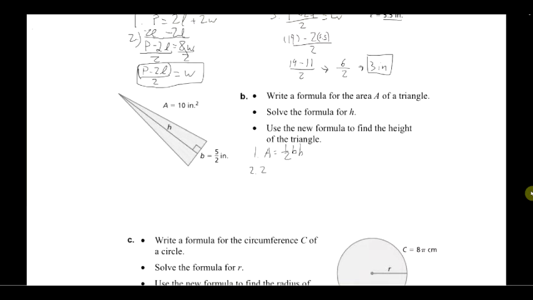So we'll get 2a on this side equals bh. And in order to get rid of b, we just divide it. It's related to h by multiplying, so do the opposite, divide. So our answer for h here is 2 times the area divided by the base will give us the height.